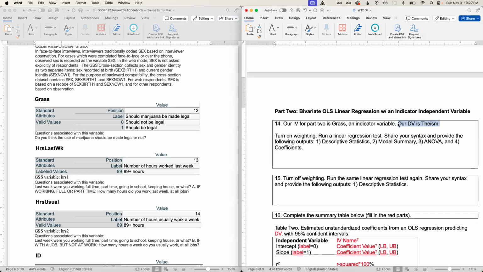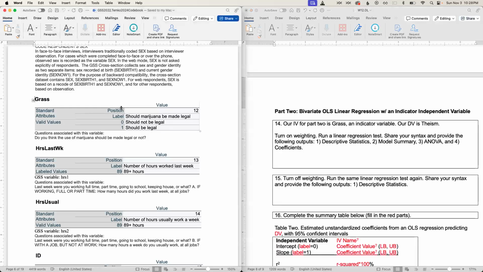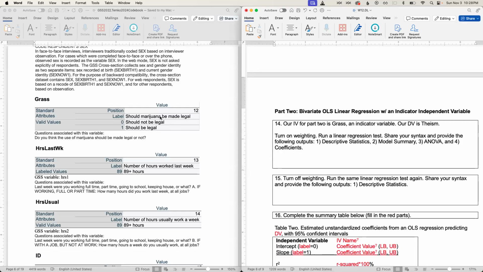And binary logistic regression is not something that we're doing right now. We're doing linear regression. So we need a ratio-level dependent variable. So here's grass. The question is, do you think the use of marijuana should be made legal? 1 is yes, 0 is no. So we know the coding. We know there's people in at least both categories. We don't need to run the minimum and maximum, right?